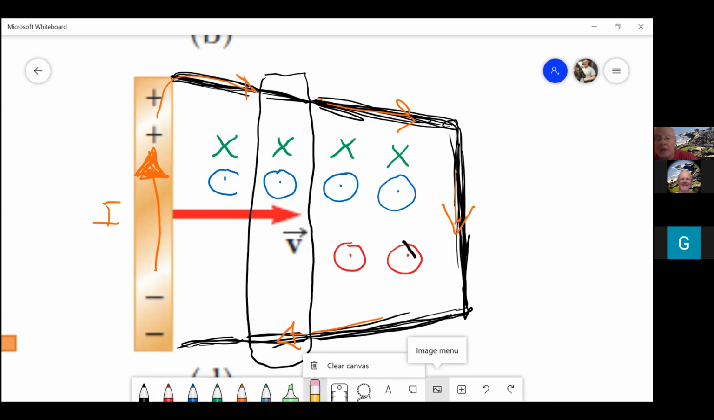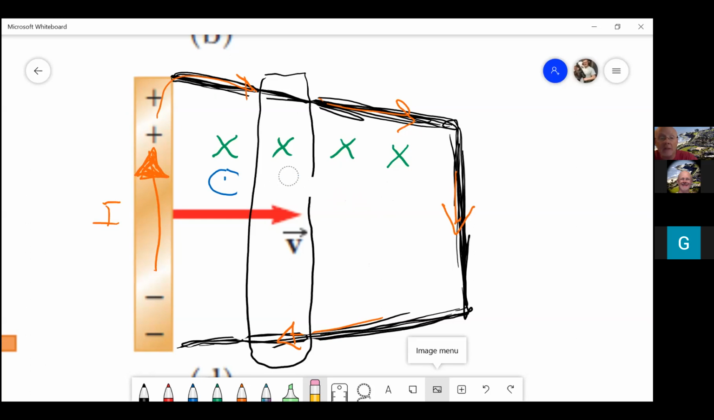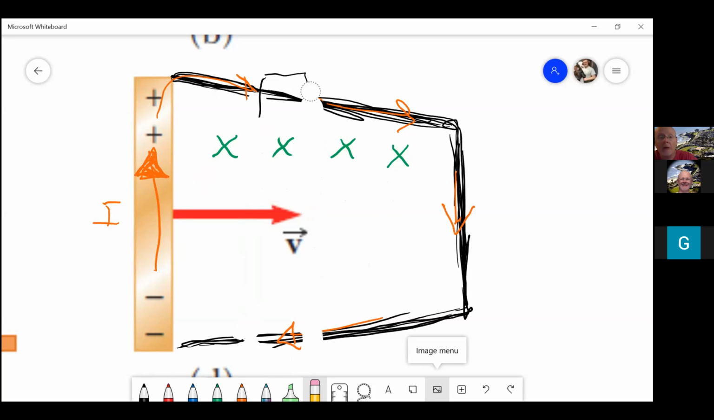So my first guess was correct. The induced flux is not coming out, which tells me the original flux would not be these blue ones. The original flux would be the green ones, because as the bar moves, we lose flux going in, and I've got to make up for that by going in, and that would be a clockwise direction. Good. Hope I got those right.